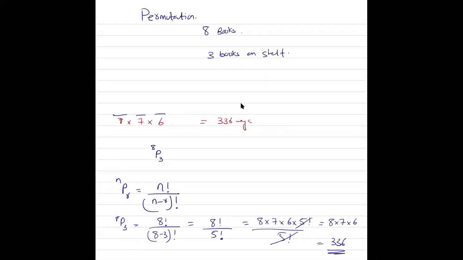So one thing is clear that in permutation order does matter. Okay, you just can't select the books, the order is going to matter. Is that clear?